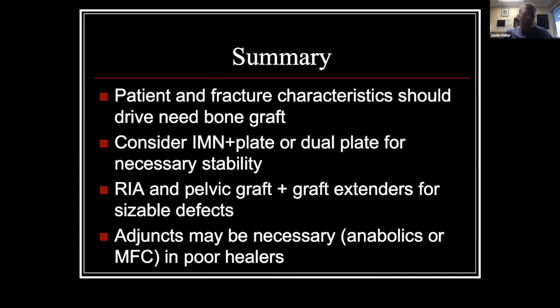So in summary, patient and fracture characteristics should drive the need for bone grafting versus just fixation, allowing things to heal. Consider plate nail or dual plating for patients that need early stability, particularly in elderly patients. I think RIA and pelvic graft with some extenders are necessary for these sizable defects. And then for really osteoporotic or poor bone healers, maybe consider an anabolic agent or this vascularized MFC. Thanks.